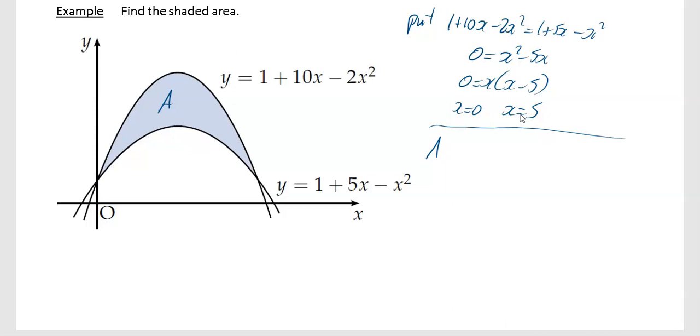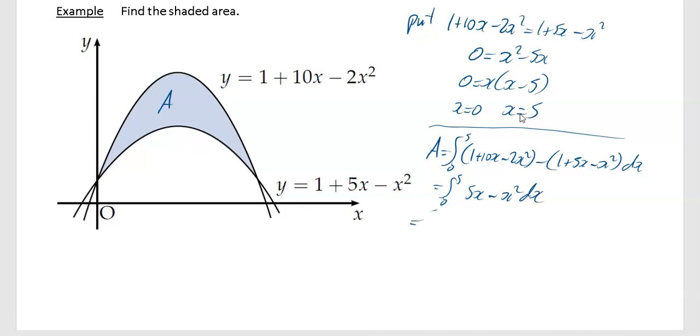My area I'm trying to find is the integral between 0 and 5, and my upper curve was 1 plus 10x minus 2x squared. My lower curve was 1 plus 5x minus x squared. And again, before you integrate, do the subtraction and work out what it was. If you do that subtraction, you're going to get 5x minus x squared, and we're integrating with respect to x.